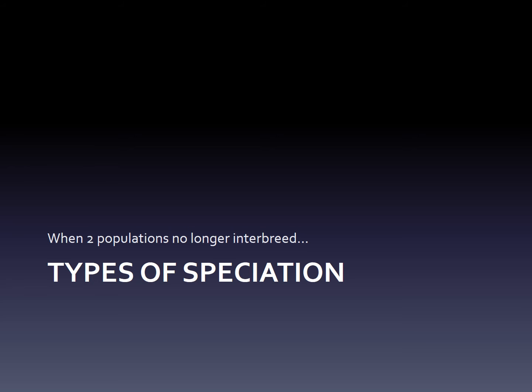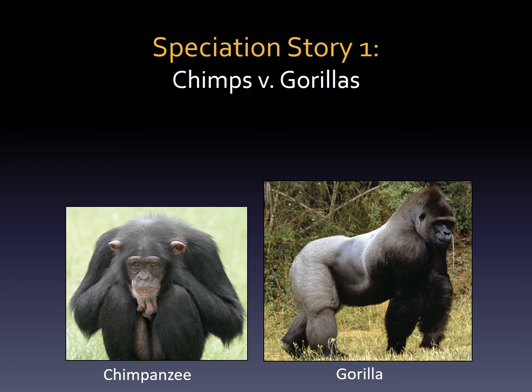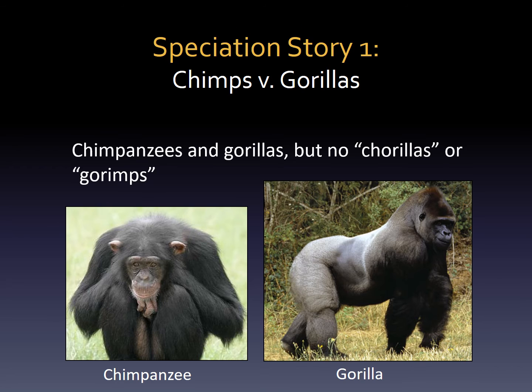Here's some different types of speciation when two populations get separated. And I want to explain this like a story. So here's story time about chimps versus gorillas. Chimps and gorillas have overlapping ranges. They both live in African rainforests, and yet they don't interbreed. In the wild, there's never been an observed example of a chimpanzee-gorilla hybrid. There's no hybrid offspring. They have no interest in one another.